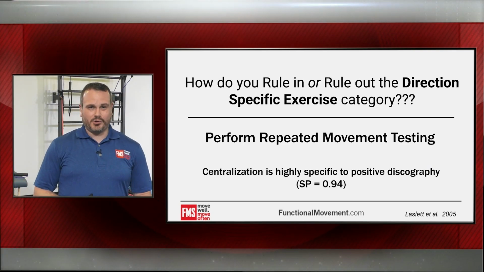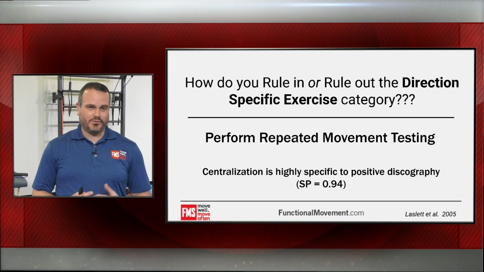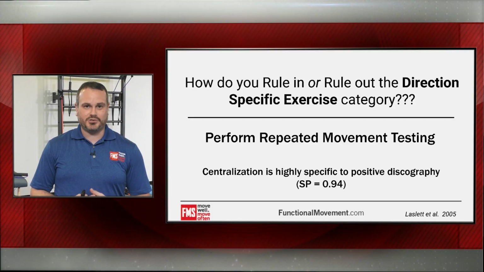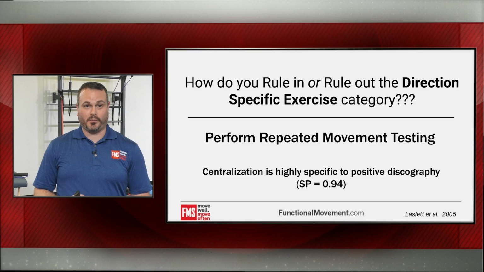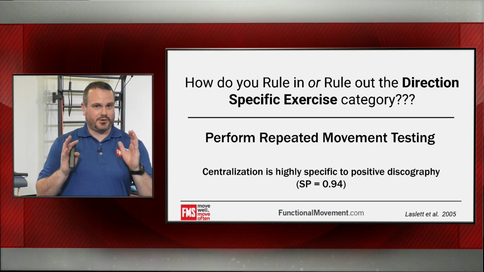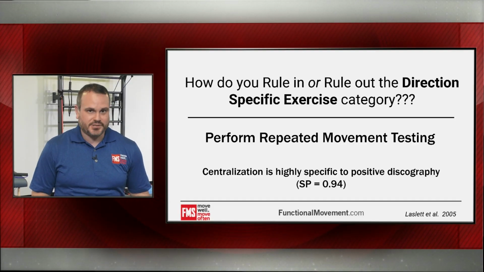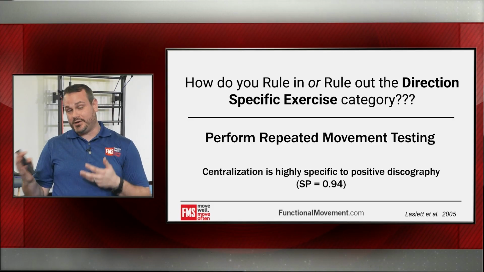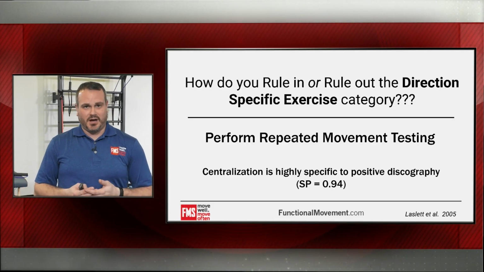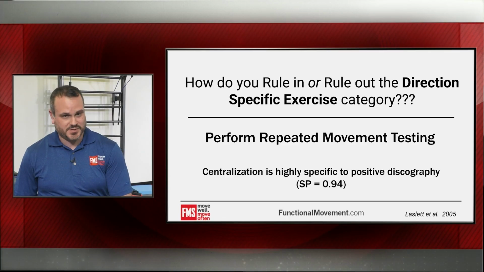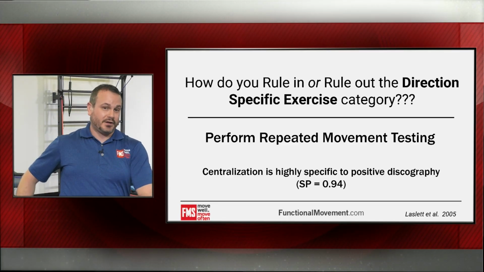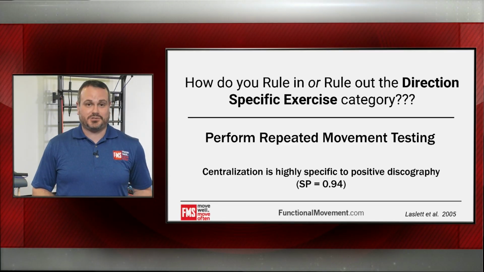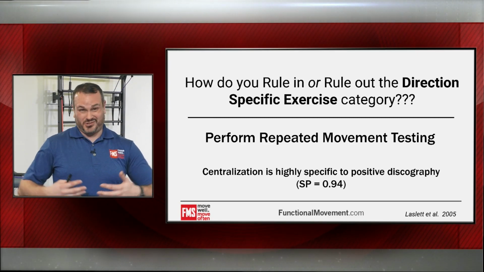How do we rule in this category? How do we really dive in and know that they're in this repeated motion, direction-specific category? And that's where we perform our classic repeated motion testing. This is where you can truly do repeated flexion, repeated extension, and you're looking to see what increases or what decreases the symptoms. Decreasing of symptoms that were down in the leg that are now starting to travel back up closer to the spine, that's called centralization.